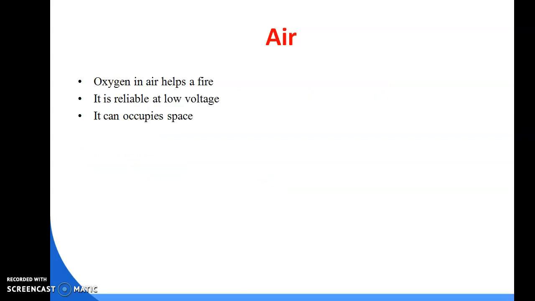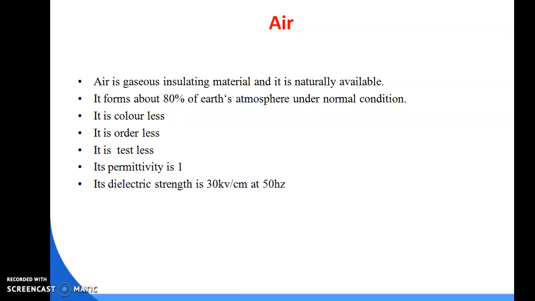Another thing is that oxygen in the air helps as a fire. So it is reliable at low voltage. It can occupy a space. These are the properties of the air. You can say, what are the properties of the air? These are the properties of the air, and the air is an insulating material.